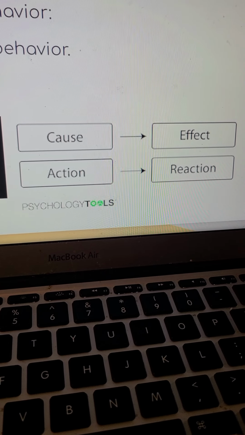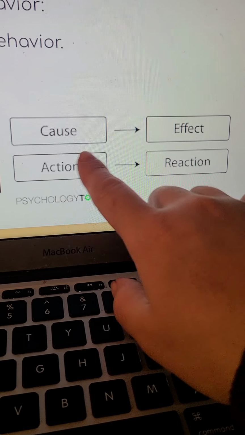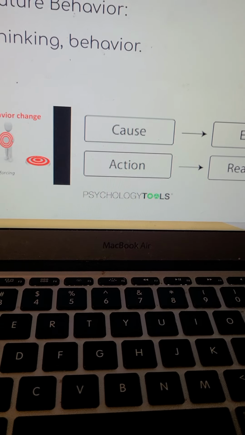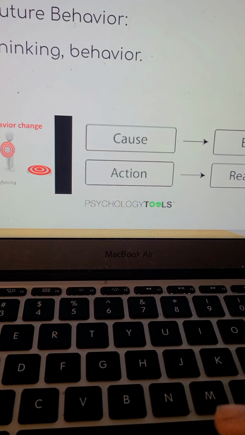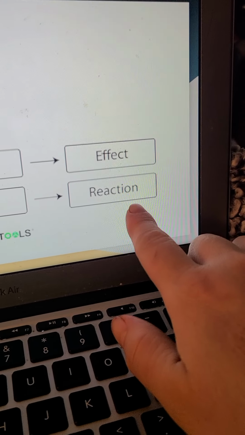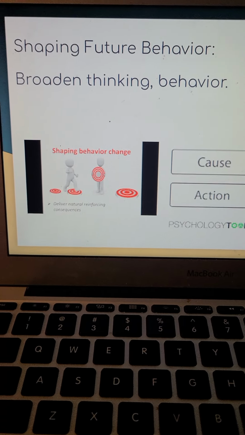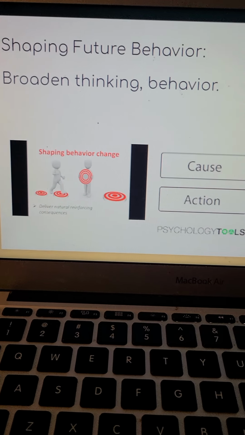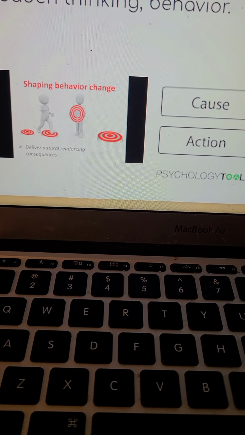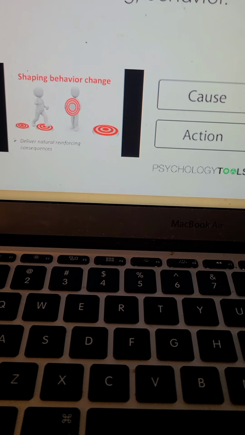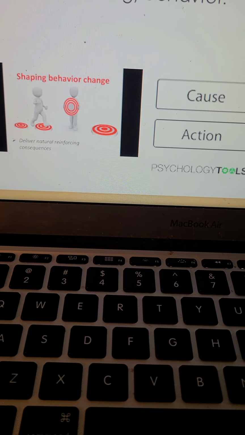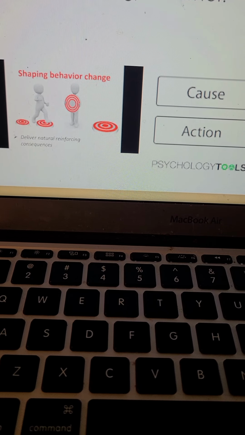And then I'm using this one, cause, effect, action, reaction. For example, in the other slide, the bear, the action is the bear trying to scare the hunter. The reaction is the hunter running away. So that is actually what is happening here. All emotions have a cause, and the emotion is the reaction.